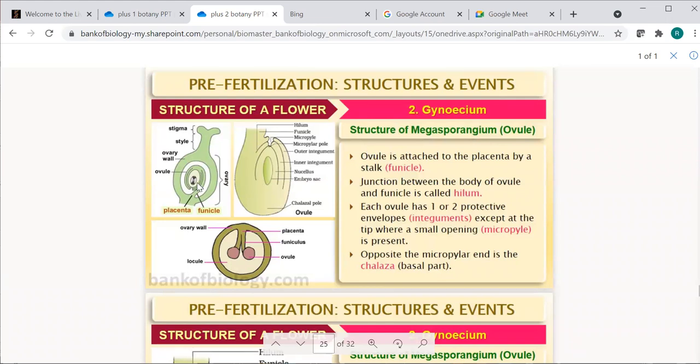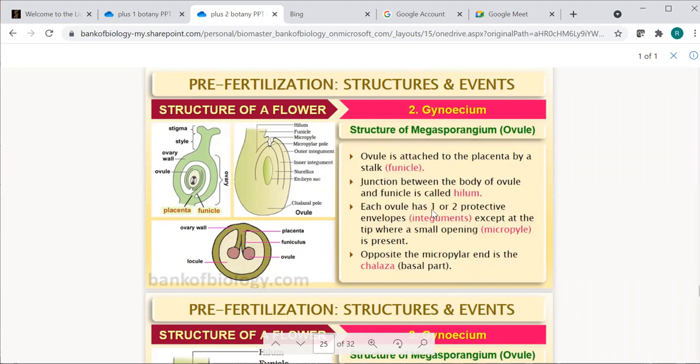The ovule is not standing; it is attached to the placenta by a stalk-like thing called the funicle. Understood? Funicle. The junction between the body of the ovule and the funicle is called the hilum. The angle formed between the ovule and the funicle is called the hilum.